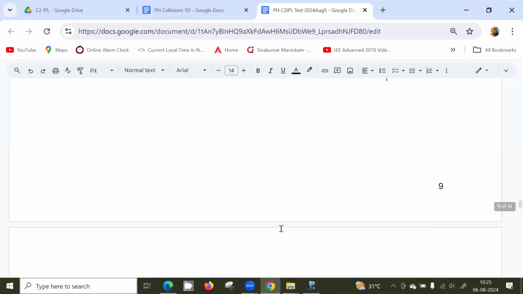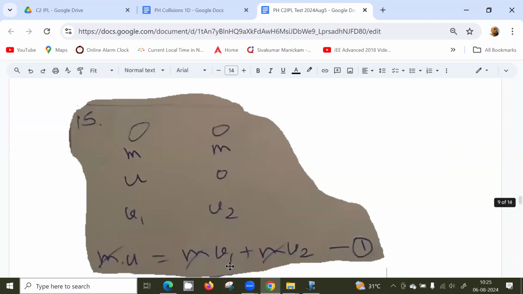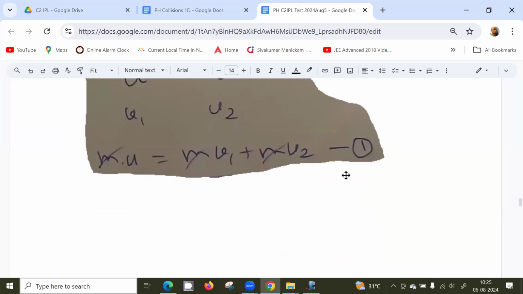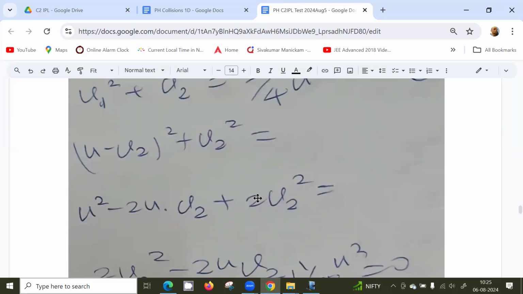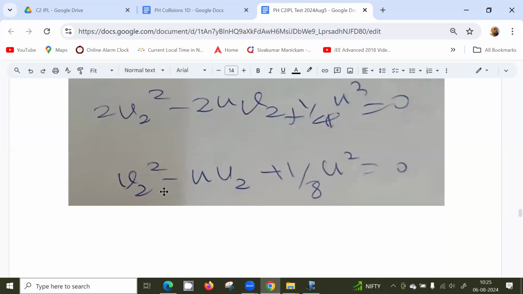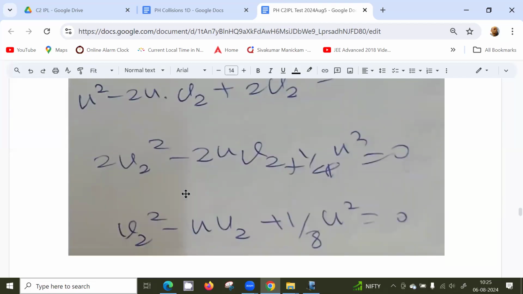So from the first one, I can eliminate V1. V1 I can write as U minus V2. So V1 is written as U minus V2. So this is a quadratic equation in V2. So I can rewrite this thing as this one.